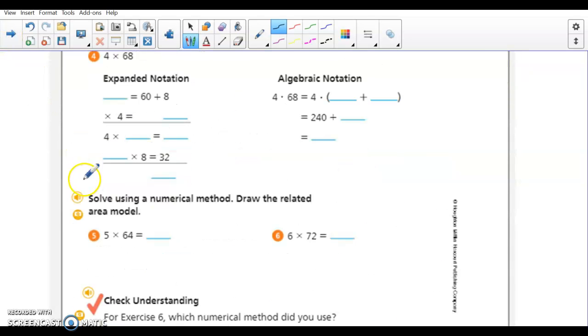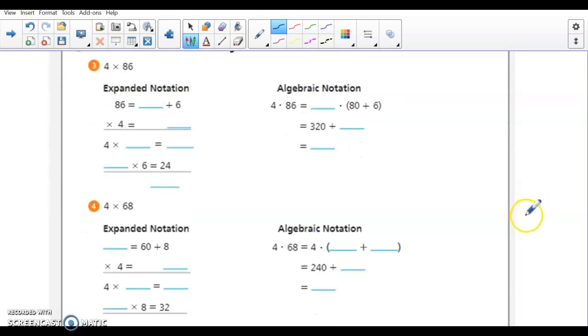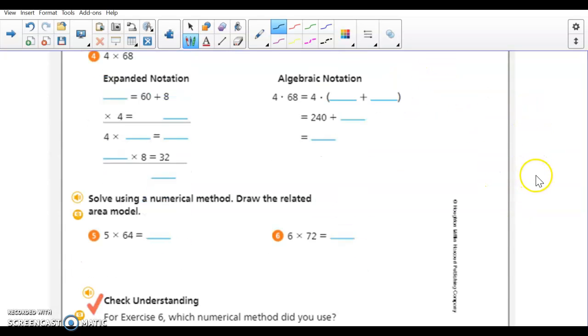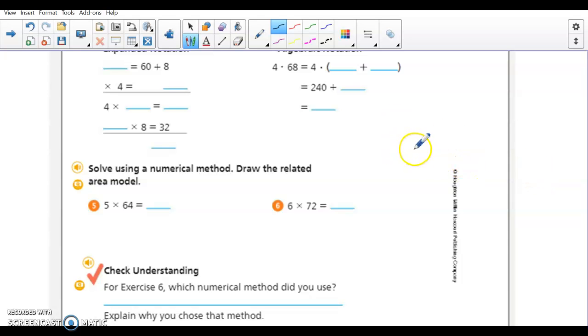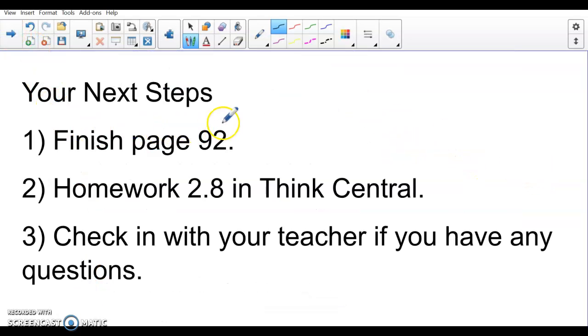Down here at the bottom, it says solve using a numerical method, draw the related area model. I want you to just choose a method that works for you, solve the problem, and show your work down here. If the area model works for you, just use the area model. Don't worry about the number method or the type of notation or the name that we give it. Just solve it with a method that works for you. Your next steps are to finish page 92. You have homework 2.8 in Think Central, and make sure you check in with your teacher if you have any questions at all. All right, good luck.